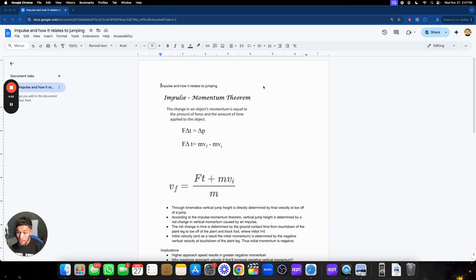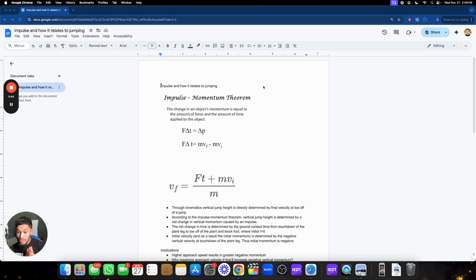So when we look at impulse, it is a change in momentum. Think of momentum as how big something is, how much mass it has, multiplied by how fast it's moving. If you take a semi truck that's moving at 100 miles an hour, it's going to have a lot more momentum than a bicycle that's moving at 5 miles an hour, right? It's got mass and speed.